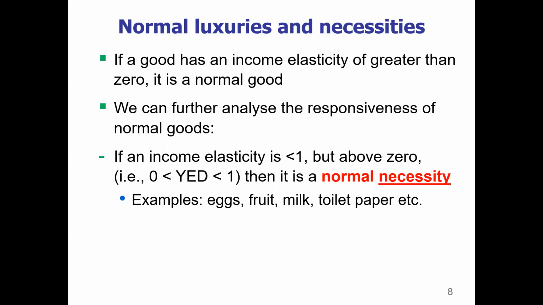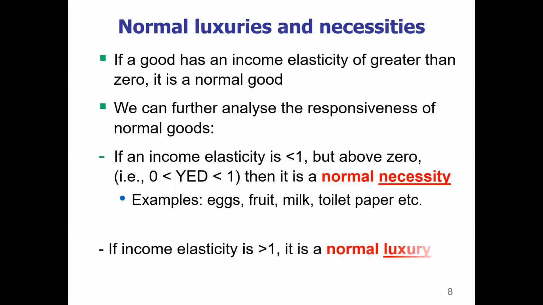One example could be toilet paper. When your income rises by a lot, it's unusual to go out and buy a lot more toilet paper. And if your income drops a lot, it's unusual to stop buying toilet paper. So necessities are things where income goes up and income goes down, but the quantity demanded doesn't change very much.